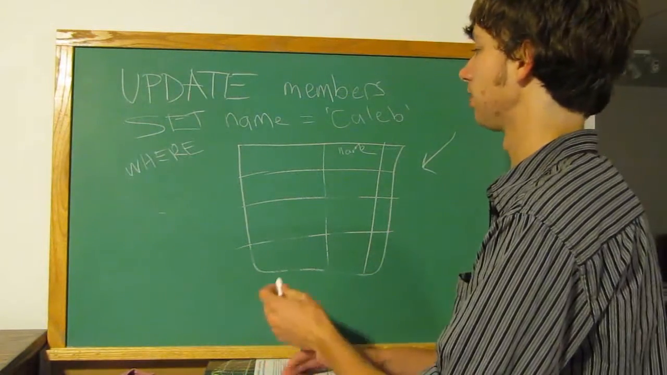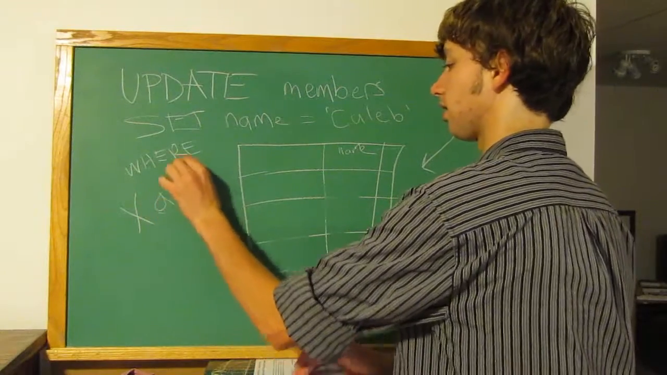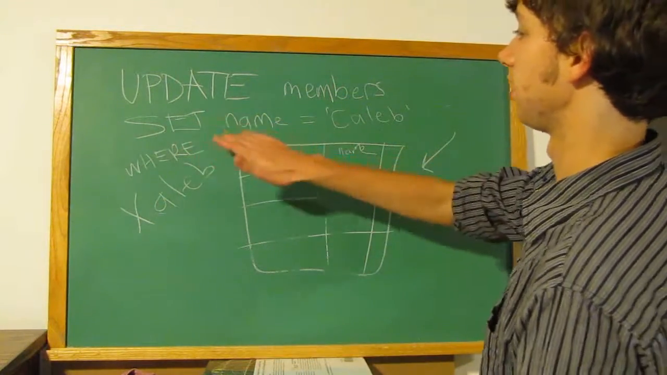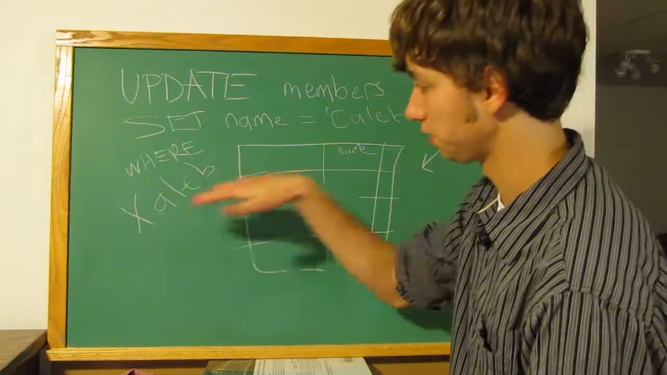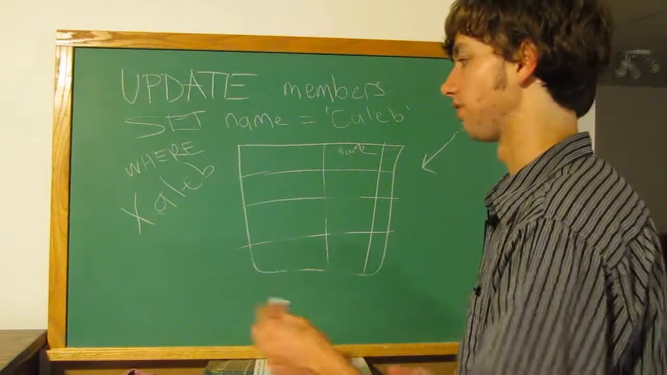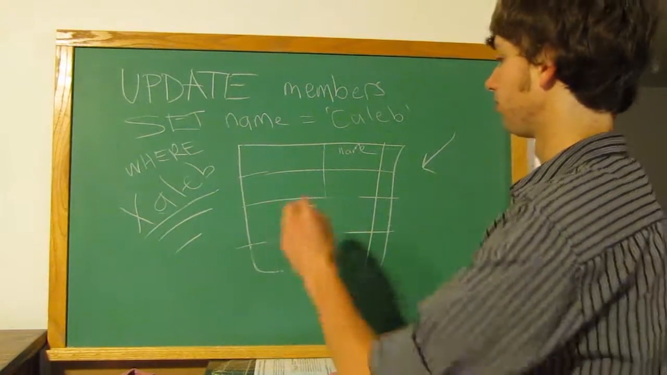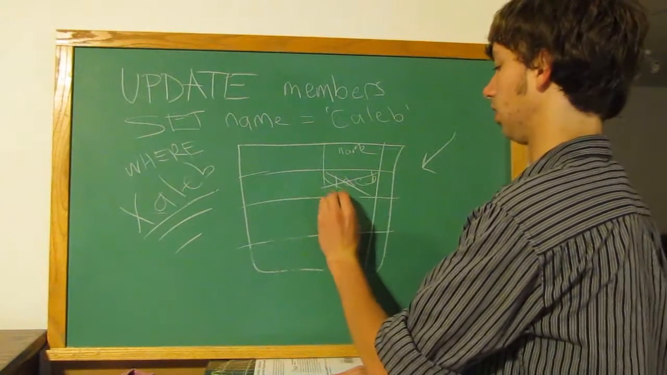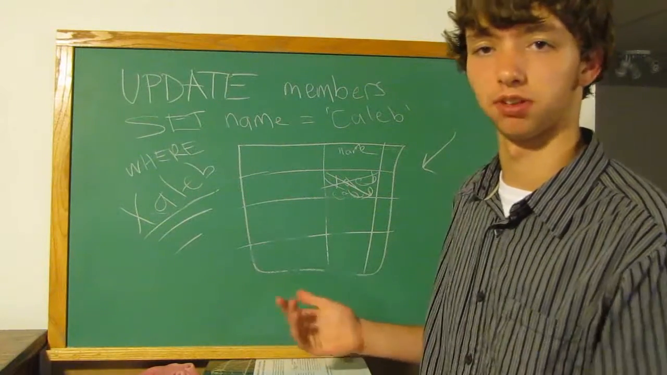So if, let's say, you accidentally spelled Caleb like this, then what you can do is say update members, set the name to Caleb where name is equal to Caleb. And then that's going to find which one has this name. Hopefully there's not more than one. So this one has Caleb, it's going to cross it out and put Caleb. But this can kind of be bad, because what if somebody has the name Caleb?